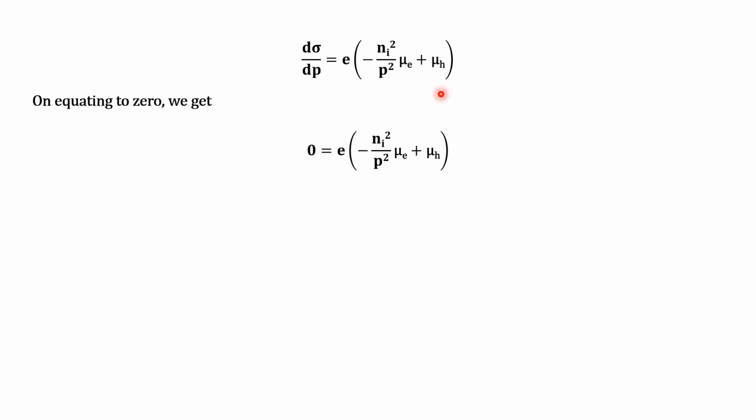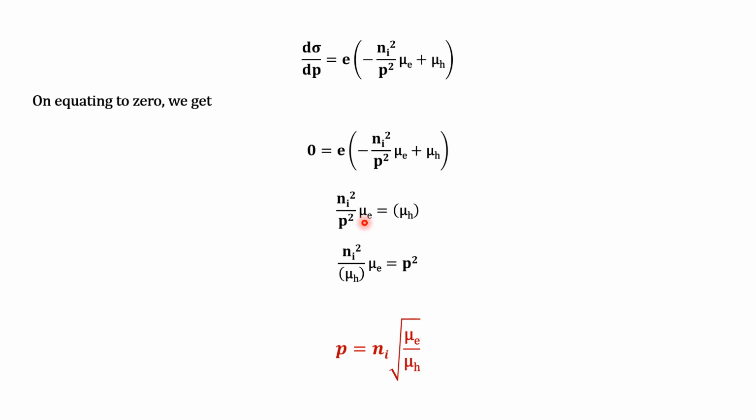On equating it to 0, this e will get cancelled out, right? And when you bring this mu H to the other side, you will get ni square by p square times mu E is equal to mu H. From there we can find the value of p square as ni square times mu E by mu H. And finally p is equal to ni root of mu E by mu H. Therefore this is the hole concentration at which the conductivity will be minimum.